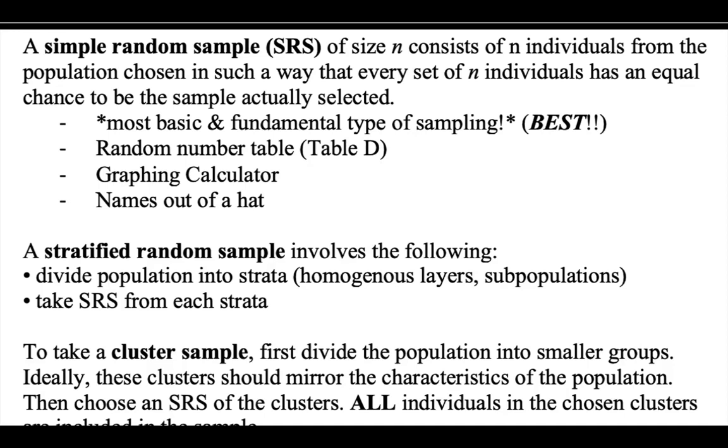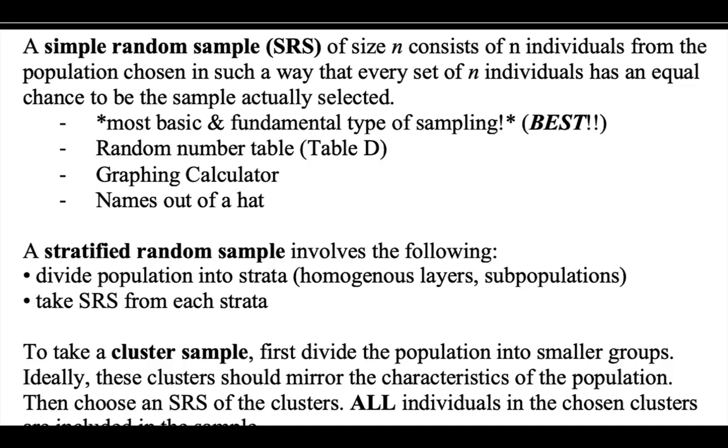9th graders, 10th graders, 11th graders, 12th graders, they all share their grade level, right? So if I put all the 9th grade names in a hat, that's homogeneous because they're all 9th graders. These are subpopulations. And then from there, we take an SRS from each strata. Example of this, same thing.